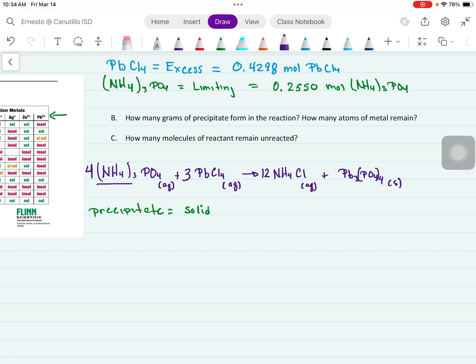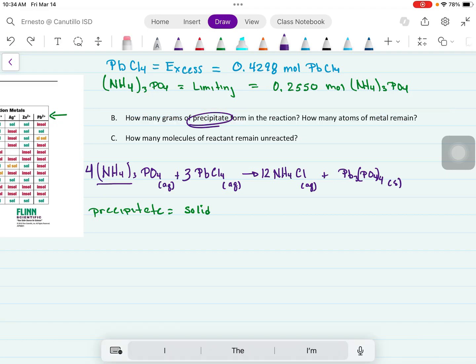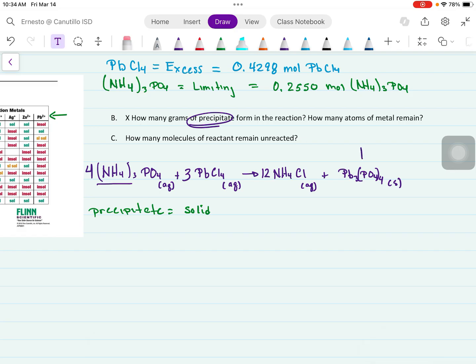So when the question is asking you how many grams of precipitate form, what we're looking for is this one. We're trying to calculate how much of this is going to form. Now, since we know the product that we're looking for, we've got to figure out what the mole ratio is. So let's take a look at our mole ratio. In order for us to calculate a product, we need to take the mole ratio from the product that we're looking for over the limiting reactant.